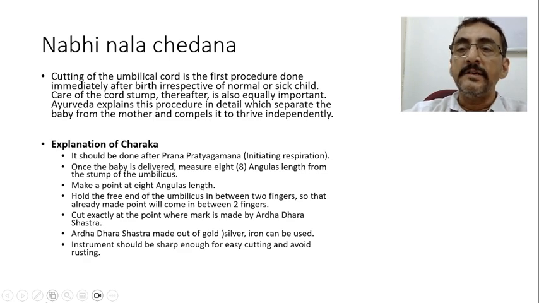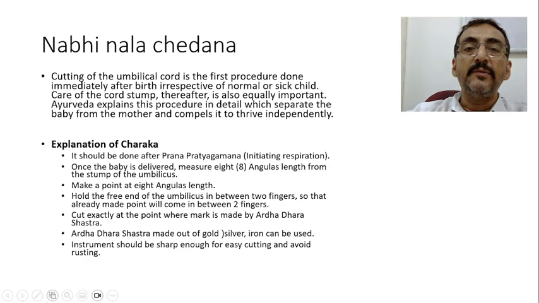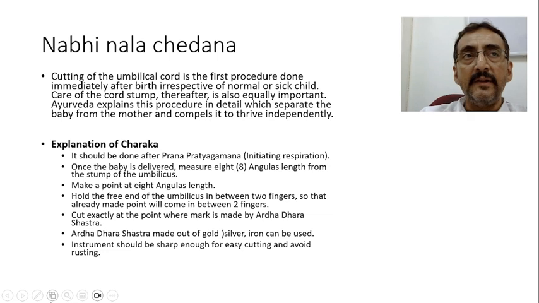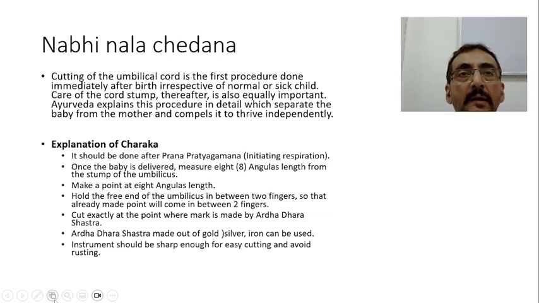Now, cutting of the umbilical cord is the first procedure done immediately after birth, irrespective of whether it is a normal baby or an abnormal, sick baby. It may be a normal baby delivered, a sick baby delivered, or a baby sick at delivery. The first step is always to separate the baby and mother. Therefore, cutting of the umbilical cord is the main step, whatever the situation. First you cut the umbilical cord and separate the baby, and then the baby is given resuscitation or normal care.